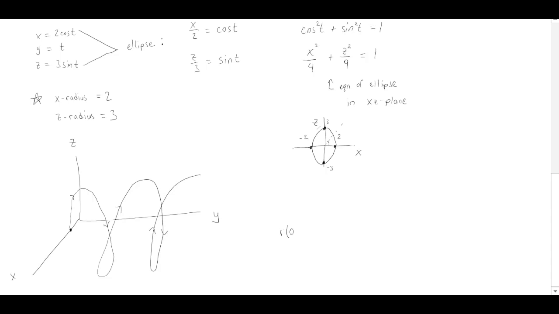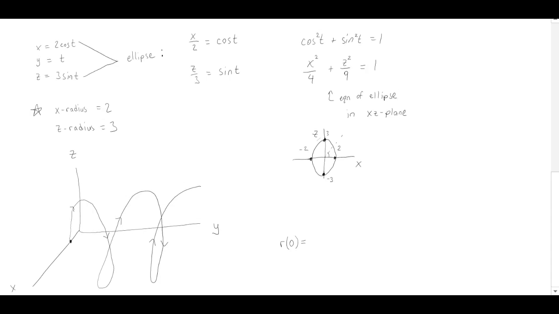If I plug in 0 for t, so cosine of 0 is 1. So I'm going to get x is 2. T is 0, so that just means y is 0. And then sine of 0 is 0, so you're going to get this point to start with. Okay? So that would be corresponding to this point here. When t is 0, we're at the point 2, 0, 0 along the x-axis.